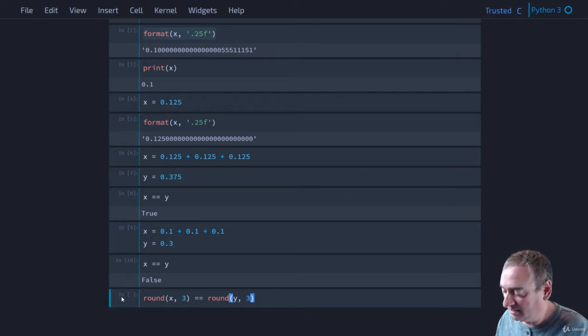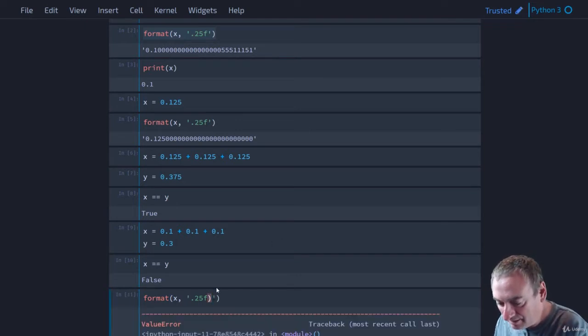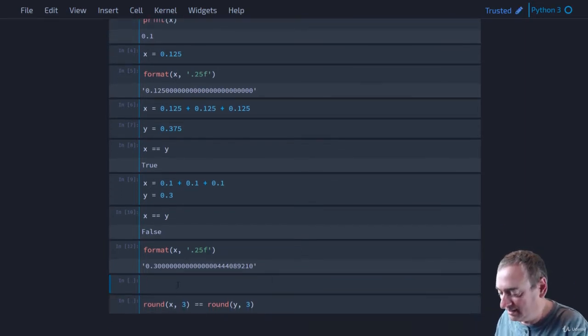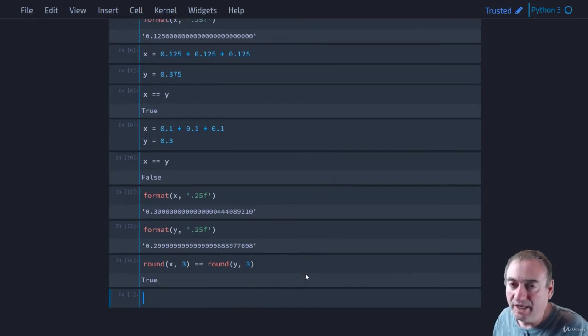Now, what are x and y? Let's just print that out quickly. Let's format x with 25f. Helps if I type it correctly. Okay, so that's x, and for y we can do the same thing, and we get that. As we can see, these two numbers are not exactly the same, so when we round them to 3 decimal points, what's going to happen? We get true, right? That's because it's rounding this 0.29999 to 0.300, which will be the same as this round here.